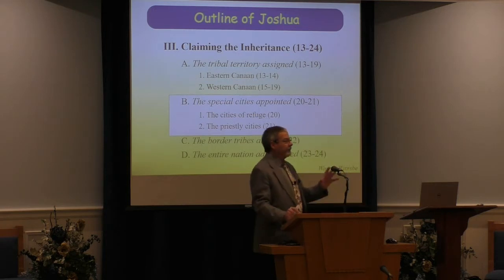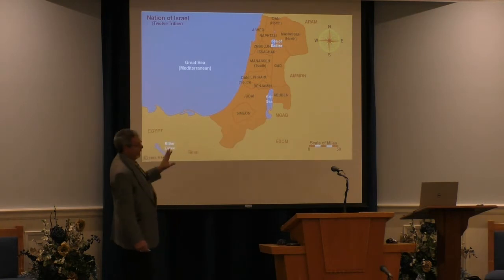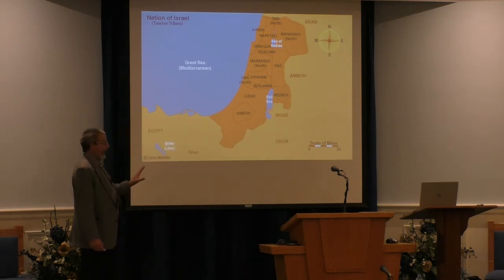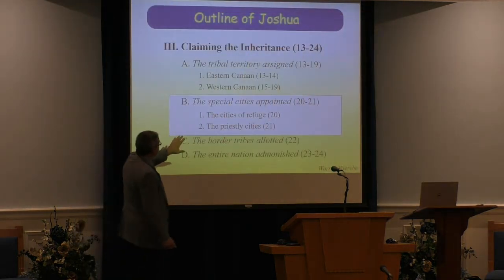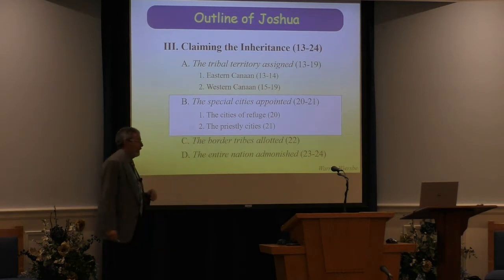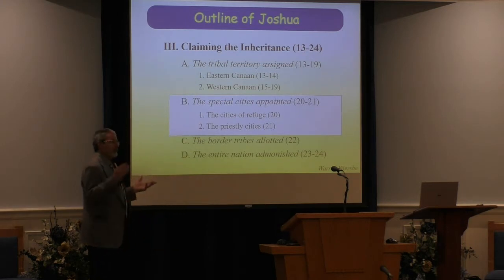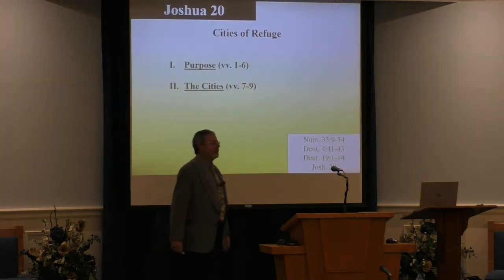But the tribes have been settled, as we have already seen. All these tribes have been settled into their territory. It's been mapped out and decided by lot. So what's happening now, that happened in 13 to 19. So in 20 and 21, these are special cities that are appointed. In chapter 20 is the cities of refuge. Chapter 21 is the priestly cities, the cities for the Levites, is what we're ready for now. So let's go to chapter 20 now.